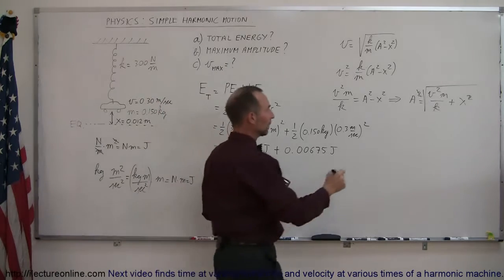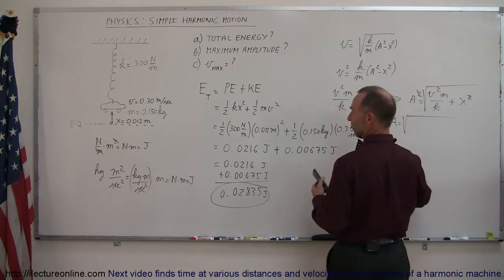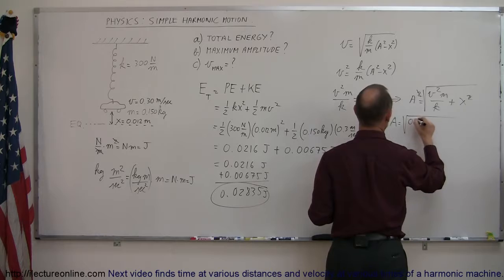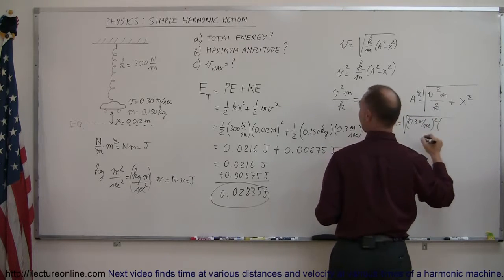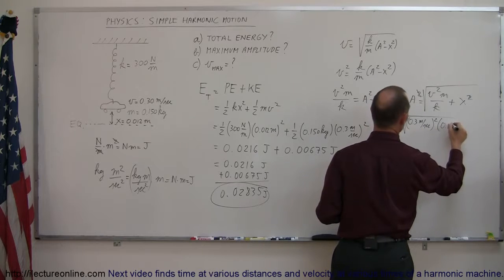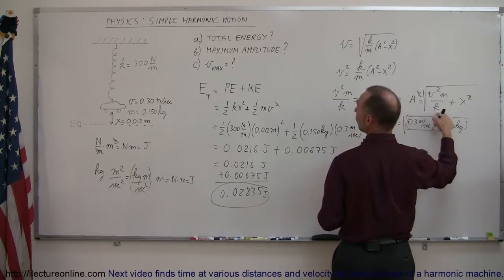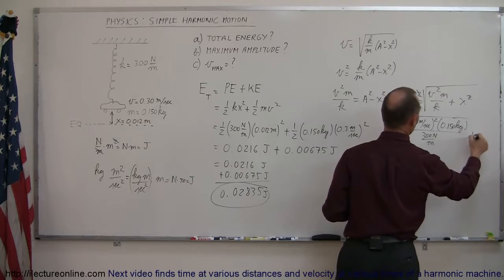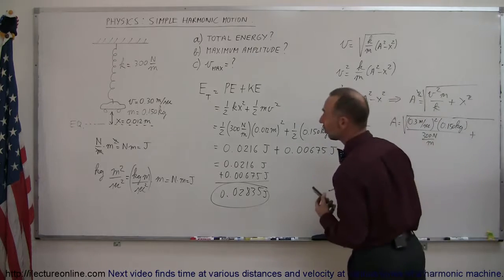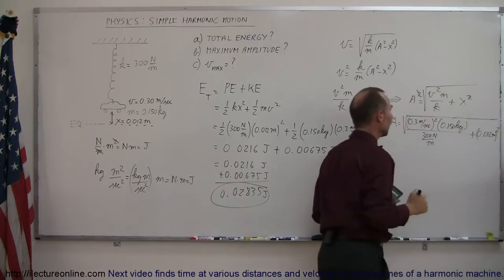So plugging in the numbers, what do we get? Amplitude is equal to the square root of v squared. Now v is at that moment 0.3 meters per second, and we have to square that, times the mass, which is 0.150 kilograms, divided by k, which is 300 newtons per meter. And then we add to that the distance that we're at right now, so 0.012 meters, and we have to square that. And let's see what we get.